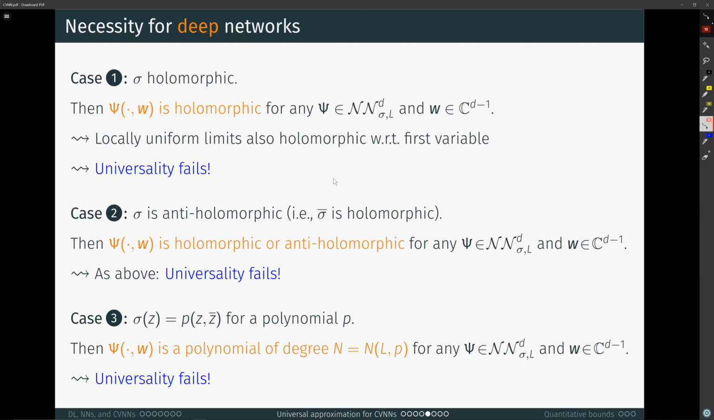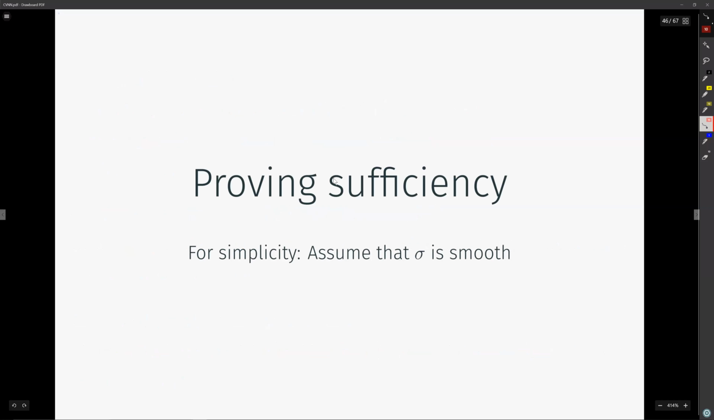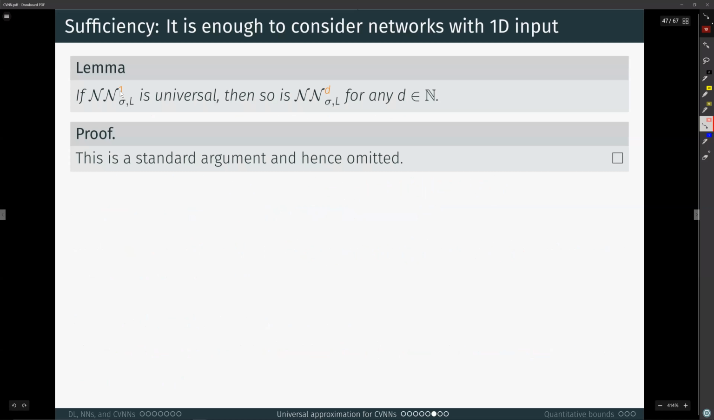So we want to show that if your activation function is not polyharmonic, then you can actually approximate everything. And to show that, I will assume that the activation function is smooth. One can remove this assumption via a modification argument, but the main ideas are contained in this case. So this is why I'm assuming it here. Okay, and the first step is to show that it actually suffices to work with 1D input. So the claim is if networks with input dimension 1 are universal, then the same holds for any input dimension. I'm showing the proof here, but I will immediately skip it. If you're really interested, you can watch the recording of the talk and look at the proof, but otherwise I'm skipping it now.